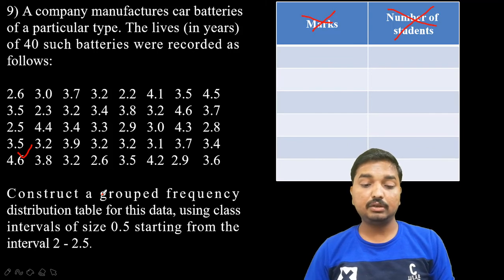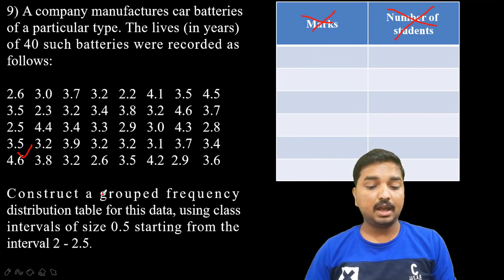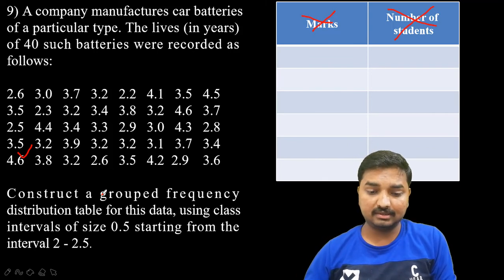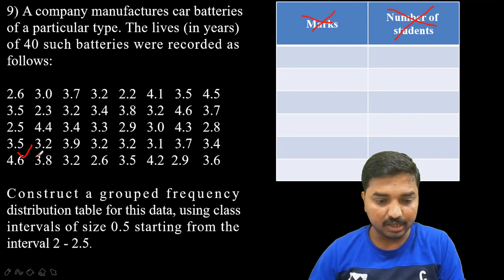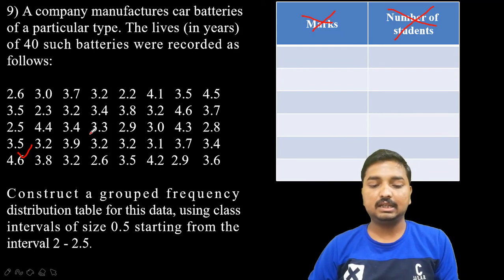So there's no need to identify the smallest number, but you need to identify the biggest number. Let us verify whether 4.6 is the biggest or not. I'm going to look here: 4.5, 4.1, and 4.6 again appearing. No problem. There is no number greater than 4.6, so yes, 4.6 is the greatest number.